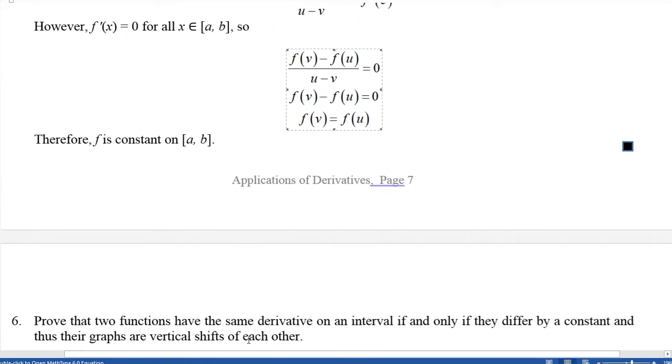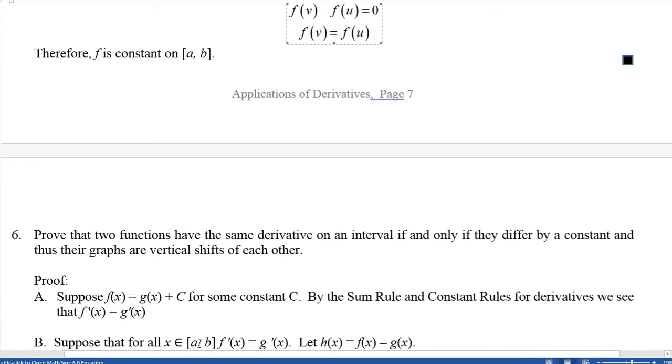Okay. How about this one? Prove that two functions have the same derivative on the interval if and only if they differ by a constant, and thus their graphs are vertical shifts of each other. See if you can prove that one on your own. Press pause now.